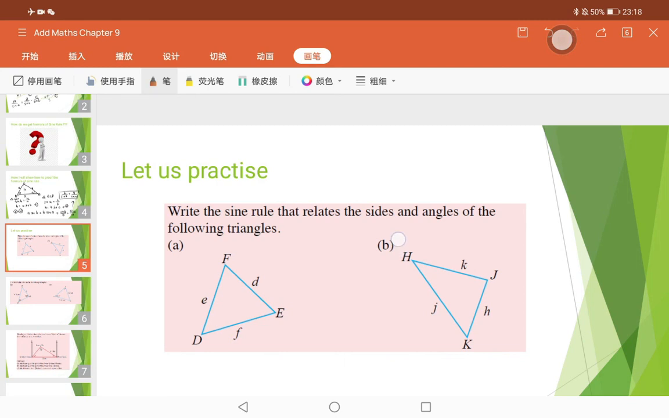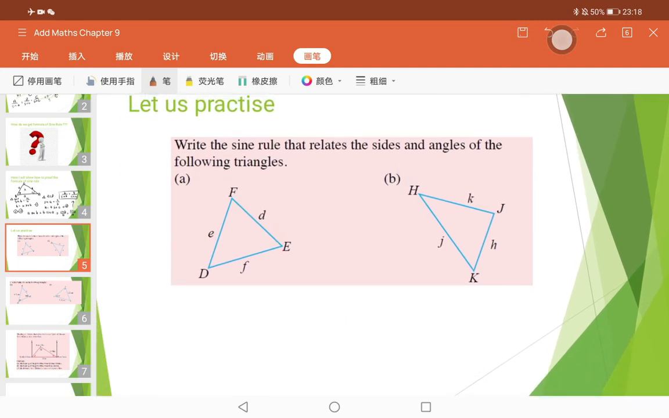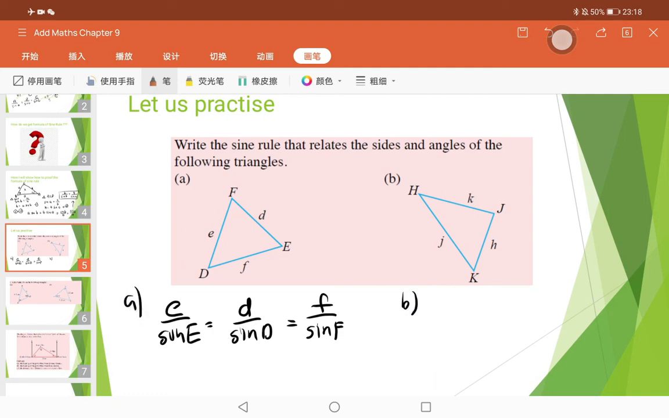Okay, so let us practice A and B. So I will just write it out. We have E over sine E equals to D over sine D equals to F over sine F. This is for question number A. So how about B? We have H over sine H equals to J over sine J equals to K over sine K. Okay, so here is our sine rule formula.